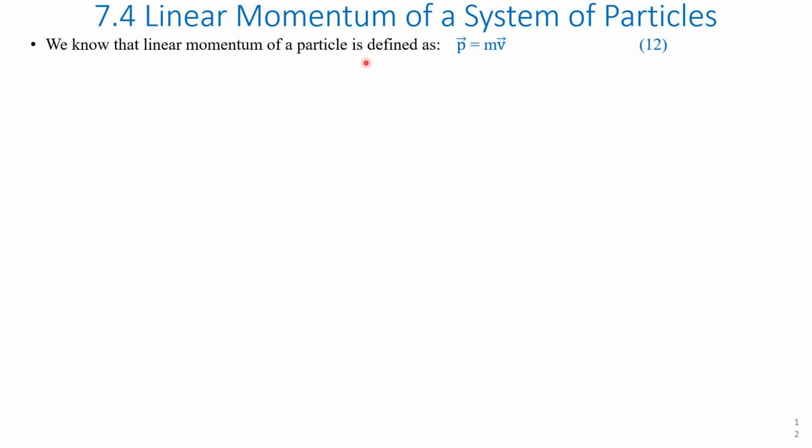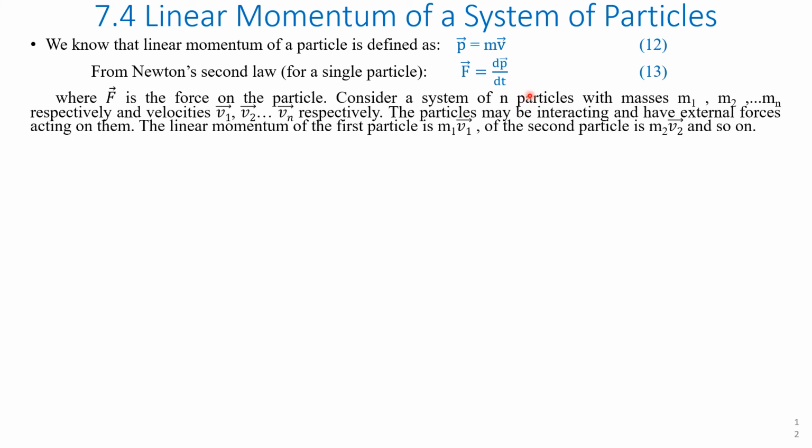We know that linear momentum of a particle is defined as p equals m into v, where vector p, small p, is the momentum. This is linear momentum, m is the mass, and vector v is the velocity. Let this be equation 12. From Newton's second law for a single particle, we know that force F equals dp by dt. Let it be equation 13. Here, F is the force on the particle.